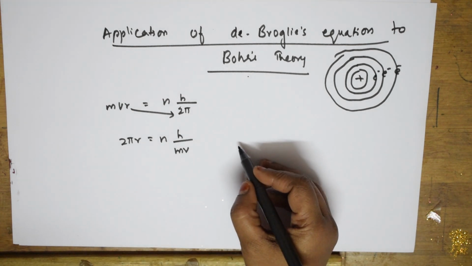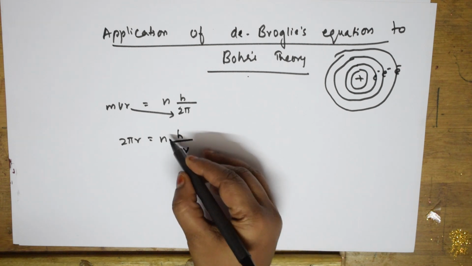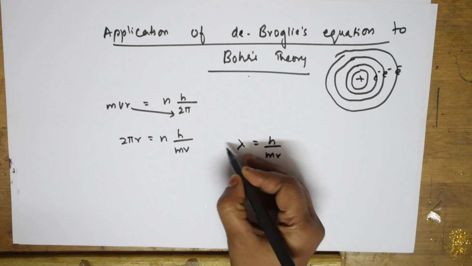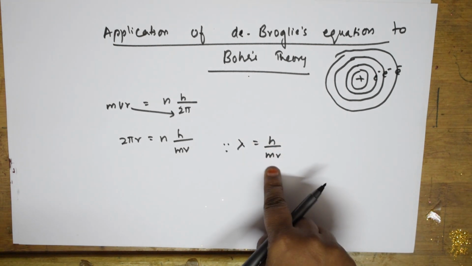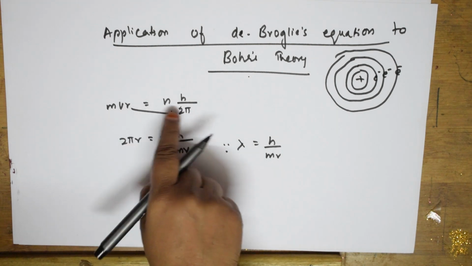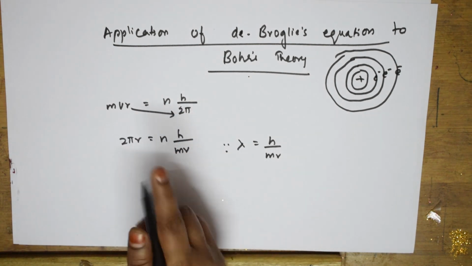Right. So we have one more formula, isn't it? That is lambda is equal to h by mv. We have got it from de Broglie's equation. I am applying de Broglie's equation to Bohr's. This is your Bohr's, isn't it? It is quantized, he said. Now I am applying this in this.